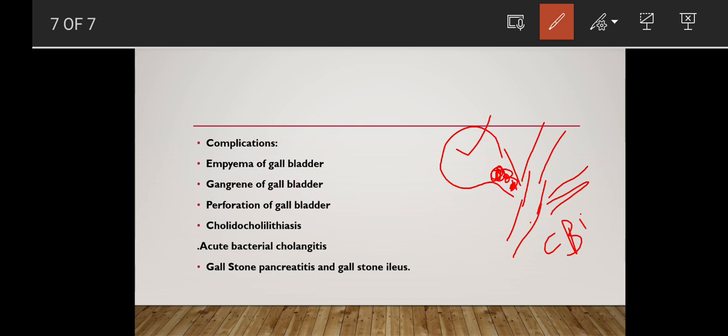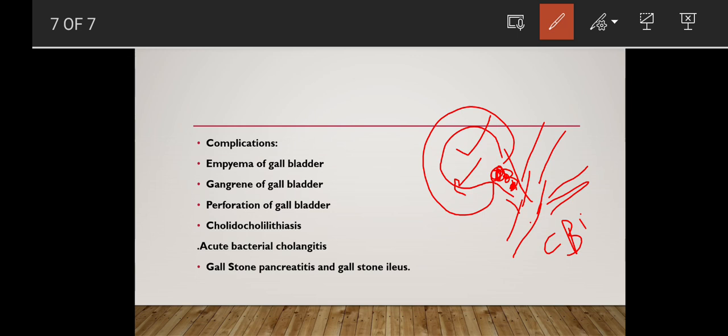Due to stasis of the bile, the gallbladder gets distended and pressure on the wall of the gallbladder increases, due to which the blood supply of the gallbladder gets compromised and it undergoes necrotic changes, which is called gangrene of the gallbladder. Due to this tension, it can perforate and lead to acute abdomen, and the stone can also get dislodged from the gallbladder and enter into the common bile duct.